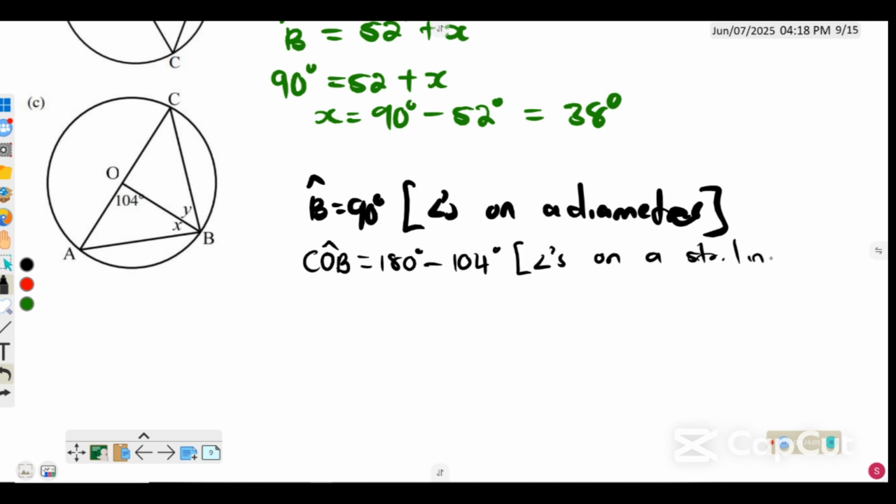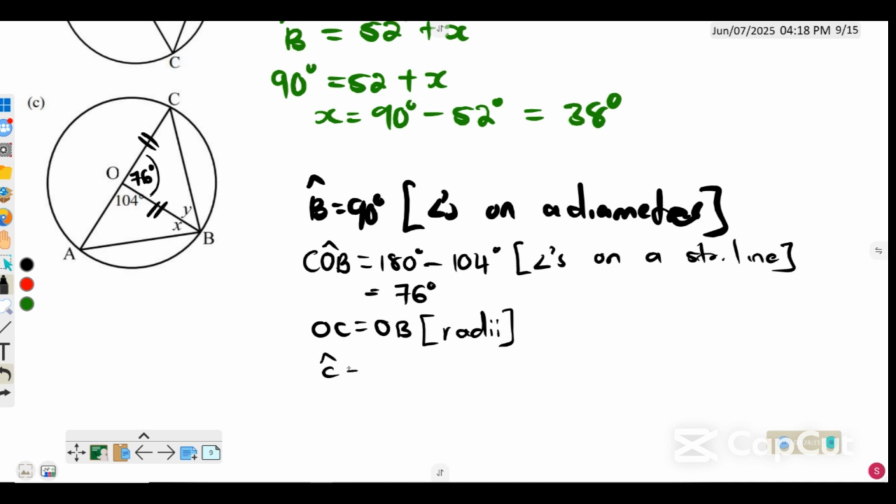And once we have that, this gives us that the angle COP will be equal to 76 degrees. So right here we have 76 degrees. Remember one thing now, the line OC will be equal to the line OP. Why is that? These are radii, right? So this one is equal to that, which means angle C is also equal to angle Y. Why is that? These are angles opposite equal sides, right? Angles opposite equal sides.